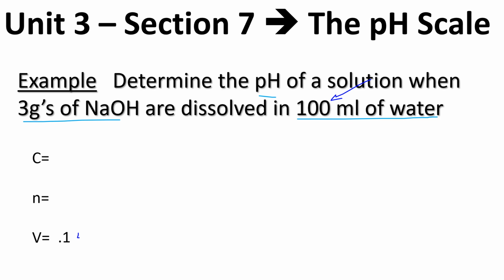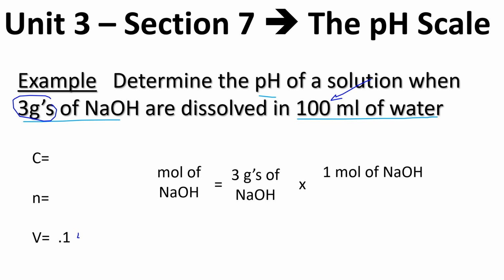And this 3 grams is nothing right now. What we can do is turn it into moles, though. So let's find the moles of sodium hydroxide. Let's write our 3 grams of sodium hydroxide, and to the old boxed expression, we're going to have 1 mole over 40 grams of NaOH. Cancel out the grams of NaOH, and it becomes 3 divided by 40.